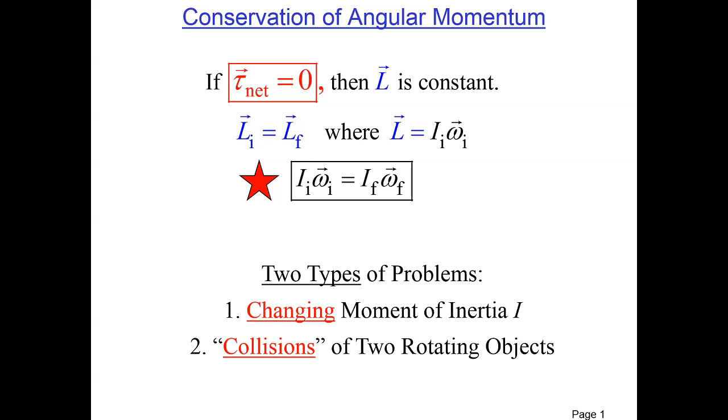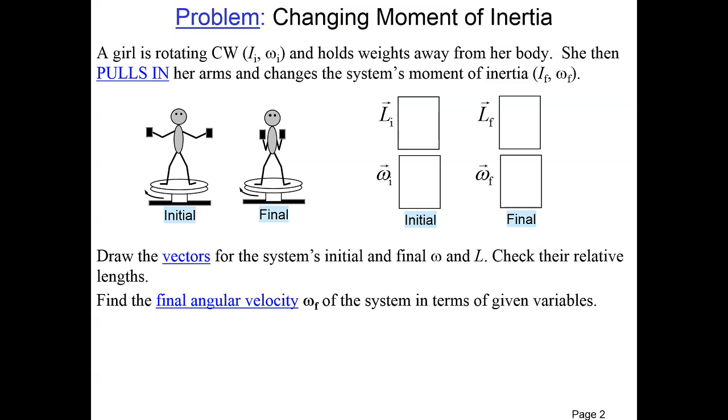The other type of question we can solve with this is collisions. The one we'll do here is dropping a rotating disk onto another, or the other example is if we jump onto a spinning Ferris wheel, and then we can solve this using conservation of angular momentum.